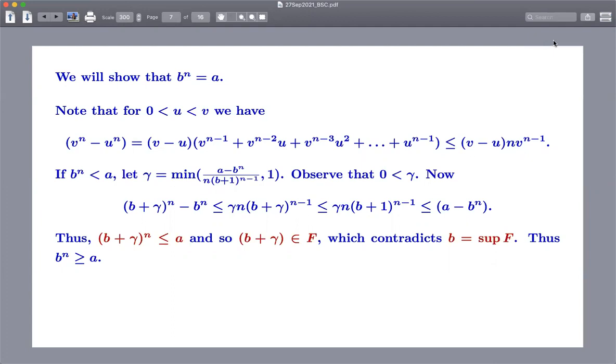B power n is bigger than A. Yes, then why should it? Sir, actually between any two real numbers, there exists another real number, but that is in the set that has to be ensured actually. How will you ensure that?